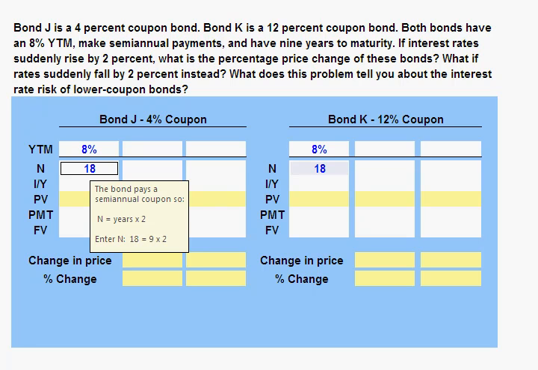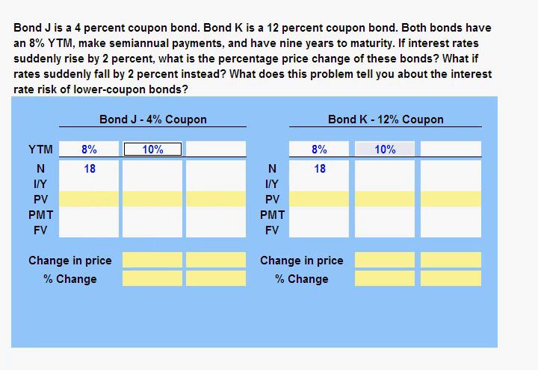in our financial calculator. If interest rates suddenly rise by 2%, in other words, go from 8% to 10%, what is the percentage price change of these bonds? What if the rates were to suddenly fall by 2% instead, in other words, drop to 6%? What does this problem tell you about the interest rate risk of lower coupon bonds?